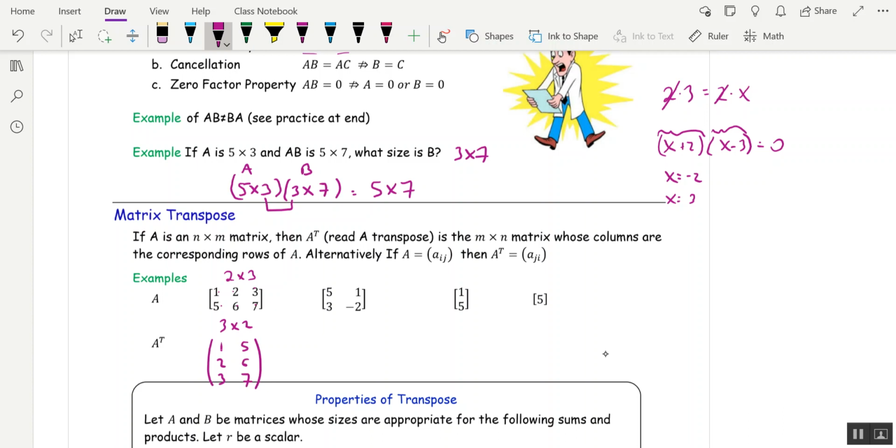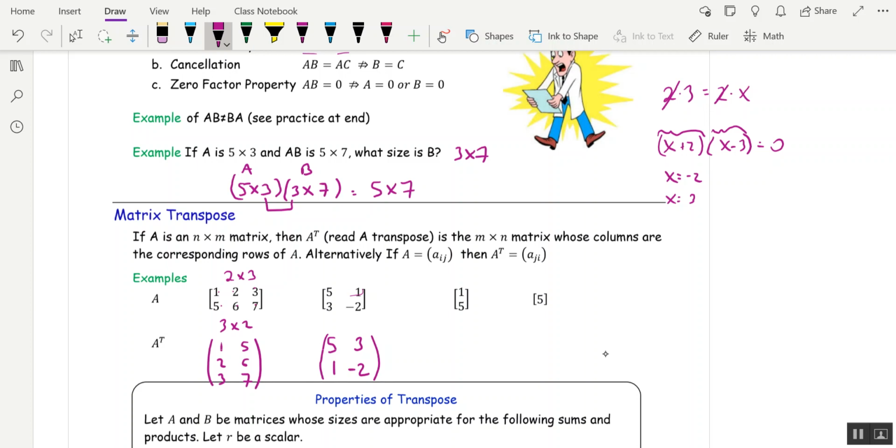So here we have a 2 by 2. So the transpose of a 2 by 2 will also be a 2 by 2. What's going to happen is this first row, 5, 1, turns into the first column. And the second row, 3, -2, turns into the second column.